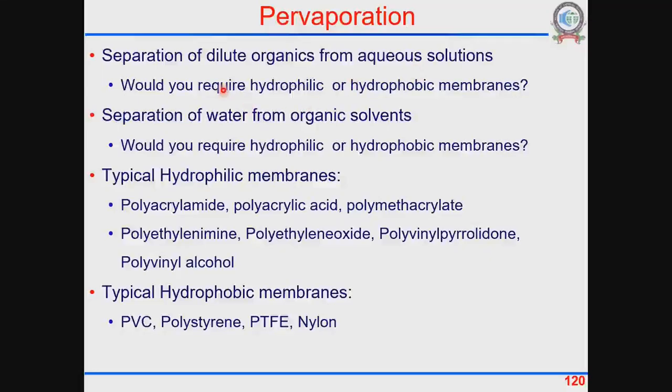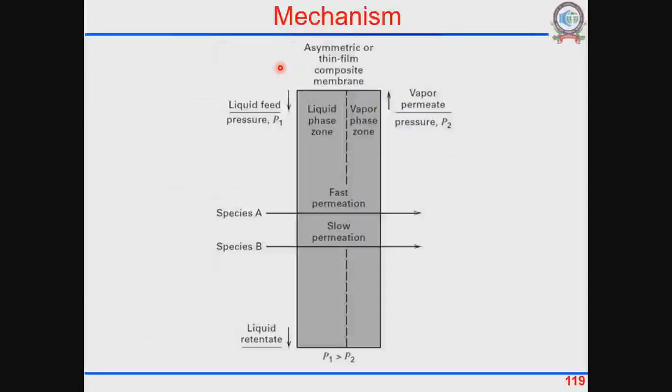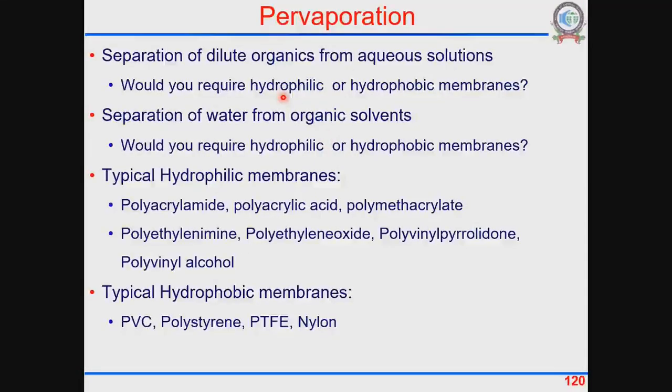If we use it for separation of dilute organics from aqueous solution, then we would want a membrane which will selectively permeate the organic from the aqueous solution. So we would want a membrane which has affinity, more sorption, for the organic. Then we would want hydrophobic membranes. If you want to separate water from organic solvents, let's say we have an organic solvent, for example DMF, or THF, tetrahydrofuran, with let's say 1% water, we would want water to selectively go through. We would want the membrane to have selective sorption for water. Then we would want a hydrophilic membrane. Some hydrophilic membranes are polyacrylamide, polyvinyl alcohol or polymethyl methacrylate. Some hydrophobic membranes could be PVC, polystyrene, PTFE, which is highly hydrophobic, or nylon.